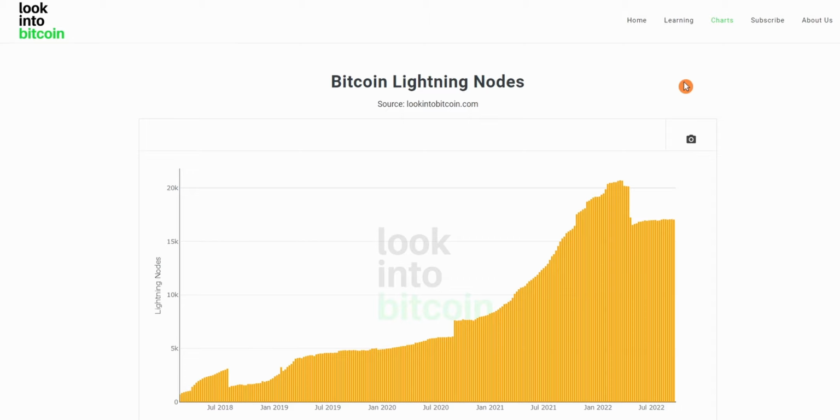Well, what is the Bitcoin Lightning nodes chart? Well, it's a very simple chart. It is simply showing us the total amount of active Bitcoin Lightning nodes. And if you don't know what the Bitcoin Lightning nodes are actually representing, these nodes are actually supporting what is known as the Bitcoin Lightning Network.